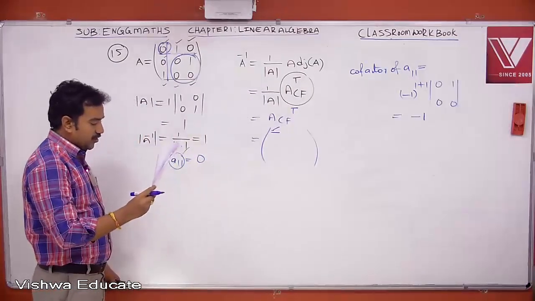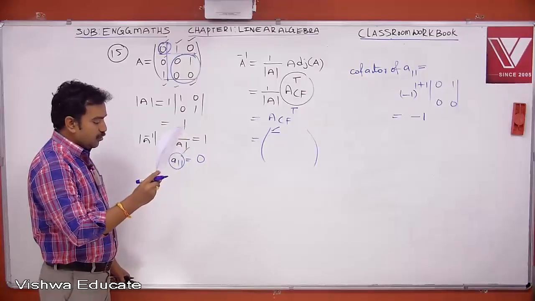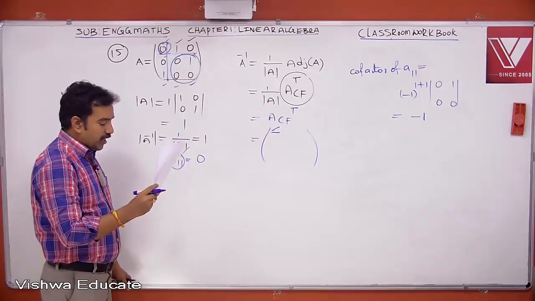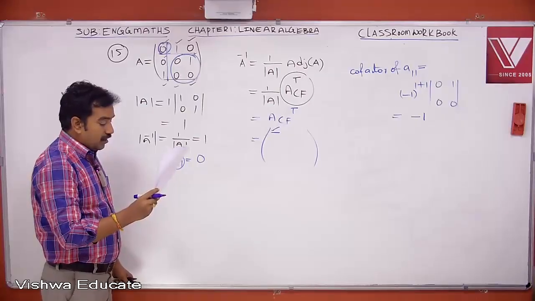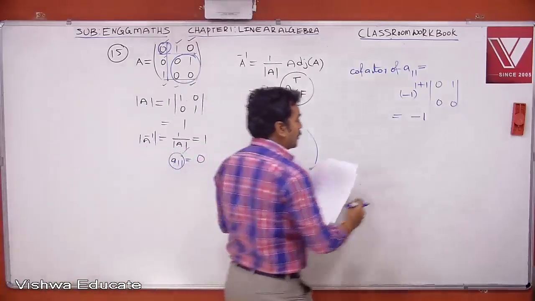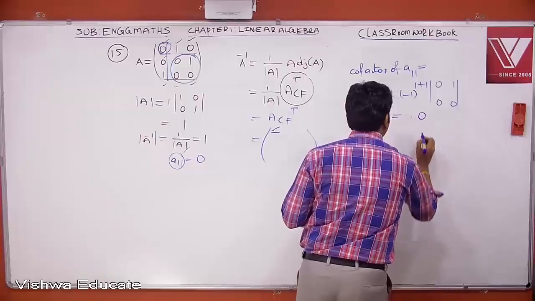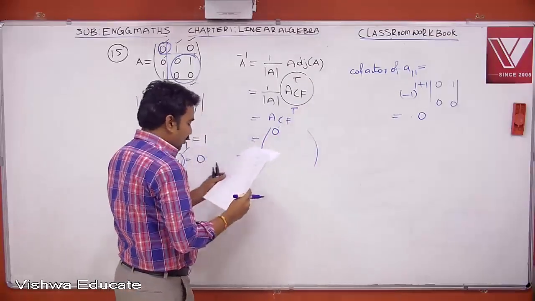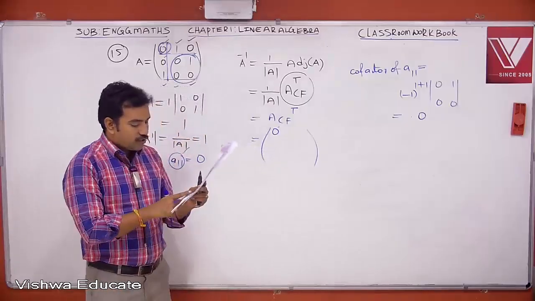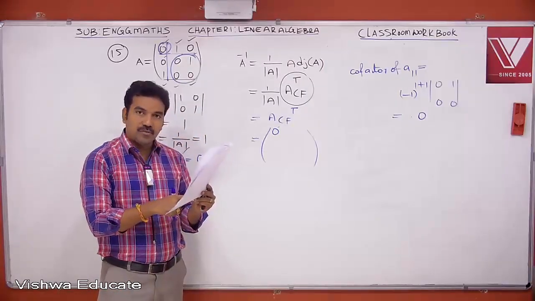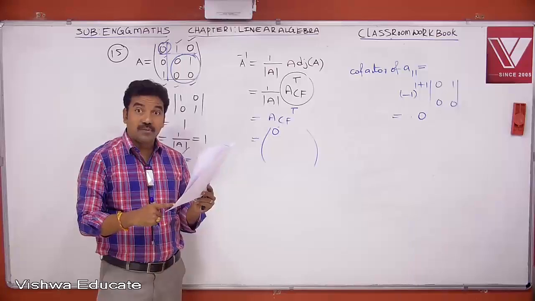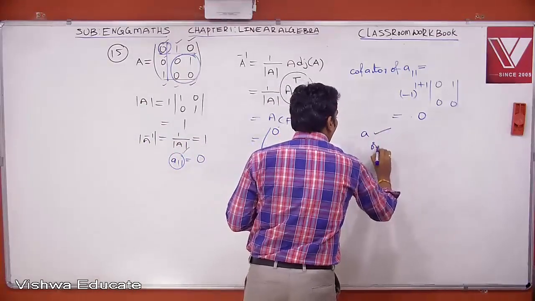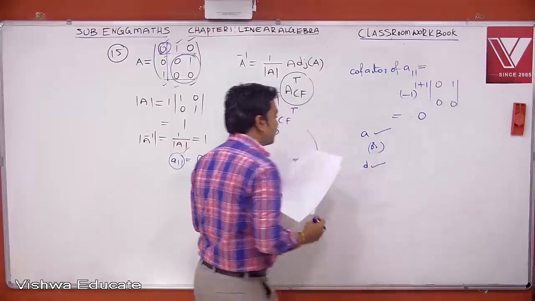So let us see the question once again. 0, 1, 0, 0, 0, 1, 1, 0, 0. The cofactor of the starting element. Of course, its det value is 0. Therefore, the first element in A inverse is 0. So we have two different options. In the first option, the first element is 0. Even in the last option, the first element is 0. So the answer can be either A or D.